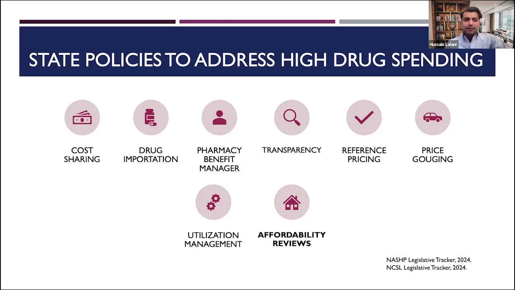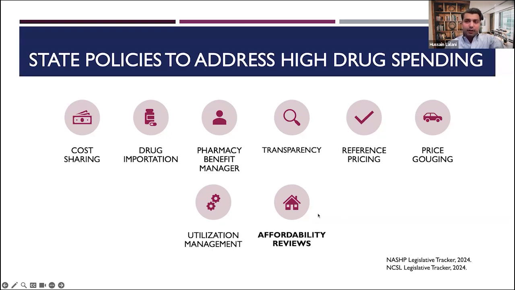And so states have a variety of different policies to address high prescription drug costs. And this is just a broad list of potential options. There's transparency laws, there's trying to prevent price gouging, there's laws around pharmacy benefit managers, or PBMs. There's new cost sharing laws. These are things like capping the cost of insulin, for example. And there's laws around prior authorization and utilization management.